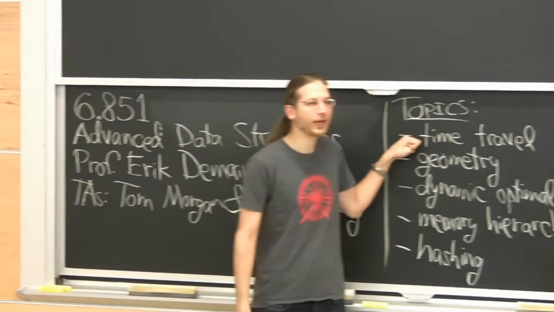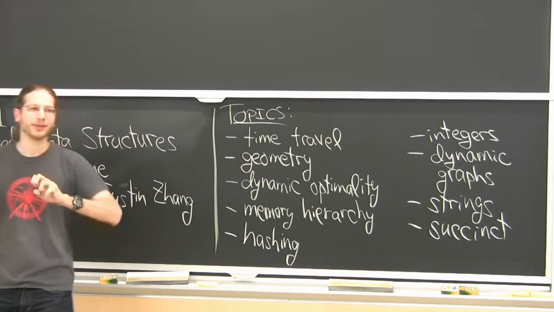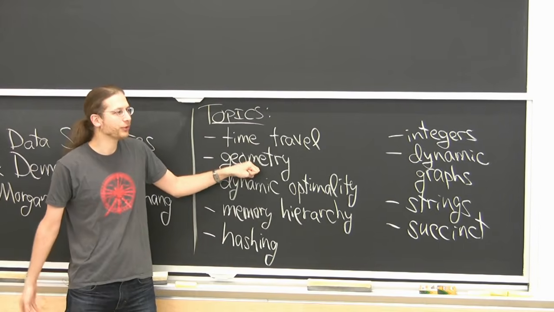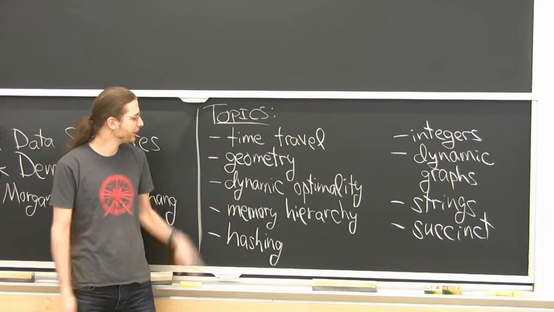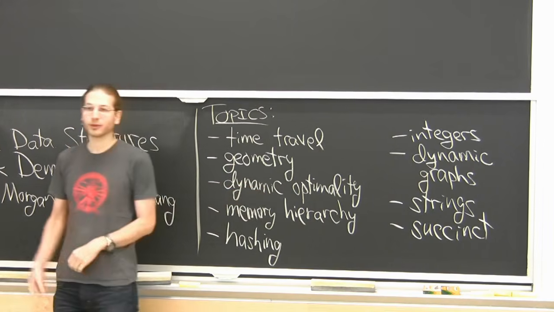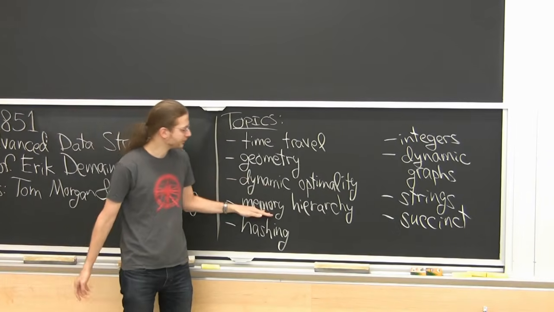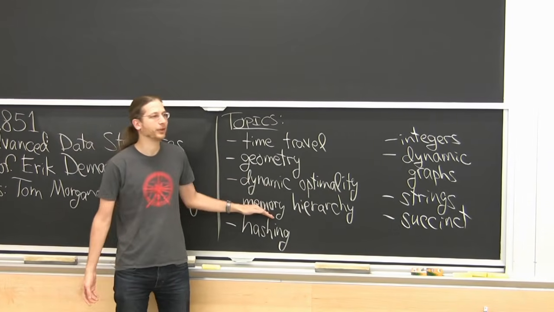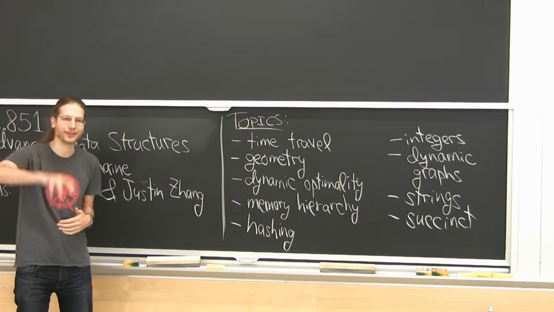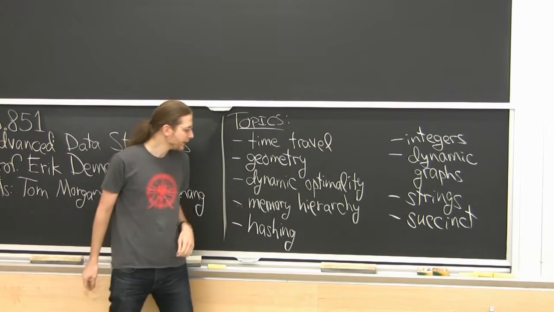Today we're going to talk about time travel or temporal data structures, where you're manipulating time, as any good time traveler should. Then we'll do geometry, where we have higher dimensional data, more than one dimension. Then we'll look at a problem called dynamic optimality, which asks: is there one best binary search tree that rules them all? Then we'll look at something called memory hierarchy, which is a way to model more realistic computers which have cache and then more cache and then main memory and then disk and all these different levels. How do you optimize for that?